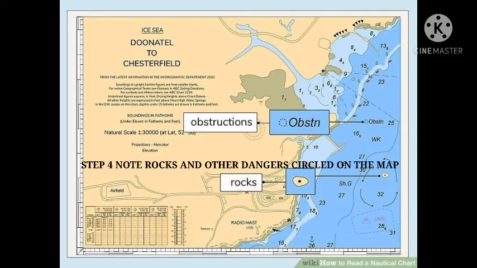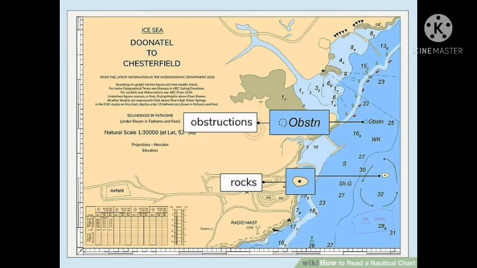Step 4. Note rocks and other dangers circled on the map. Dangerous obstacles like rocks and shipwrecks are all circled. Some circles are dotted, meaning that the obstacles are submerged. If the lines are solid, the obstacles are at least partially above the water. Many modern charts now mark these spots in purple.